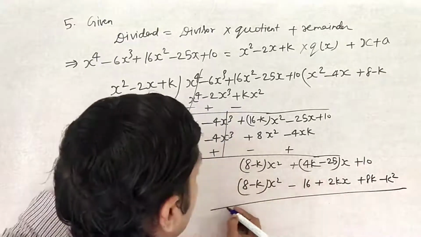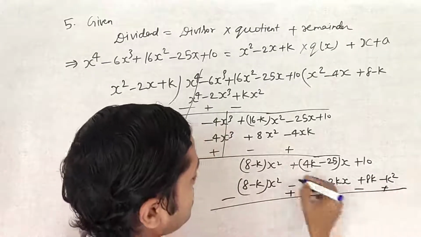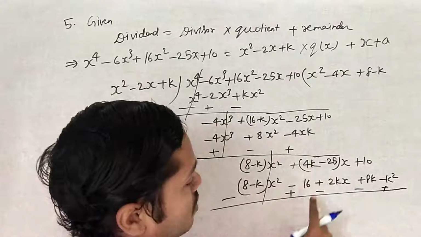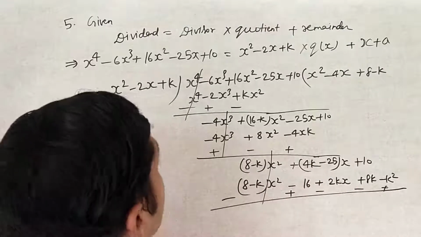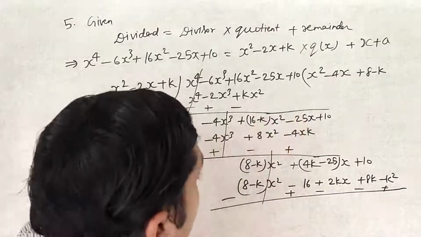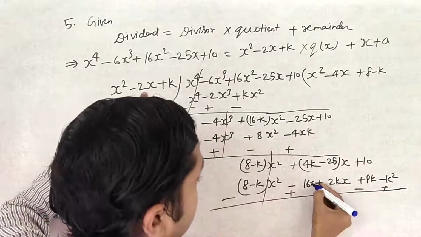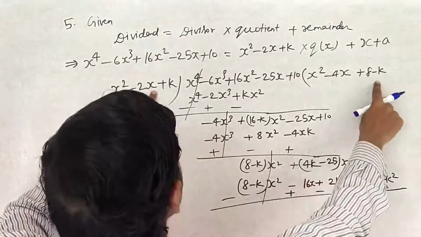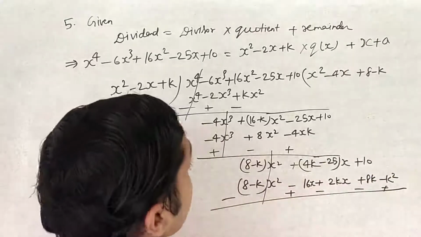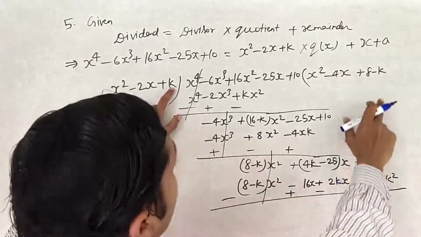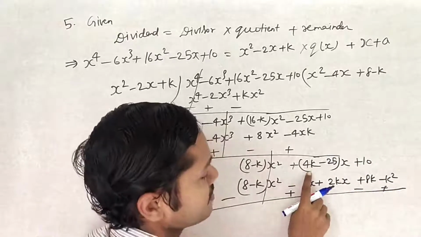Now look at minus plus minus plus. Cancel this one. Now look at this one. There are also 8 into 2. How much? 8 into 2 is 16x. 16x minus there, minus 2, minus plus 2kx. Clear? Now look, we are checking 8k and minus k².